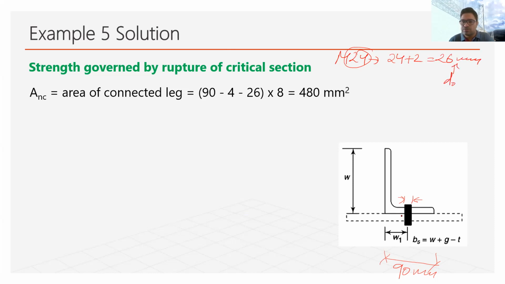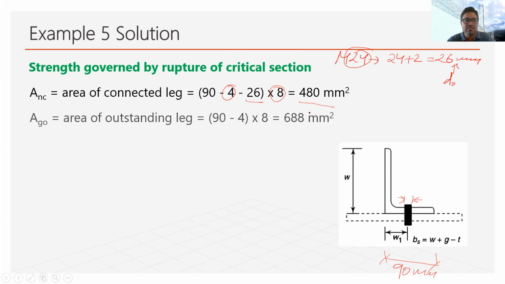So in this case, ANC is 90 minus half of the thickness minus the dia of hole, multiplied by the thickness, and we get the value of ANC. Similarly, we will get the value of AGO. I have already explained this in the other example also, so you can refer to that. So this is how we get the AGO value.